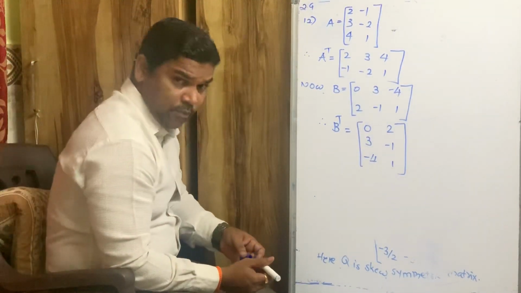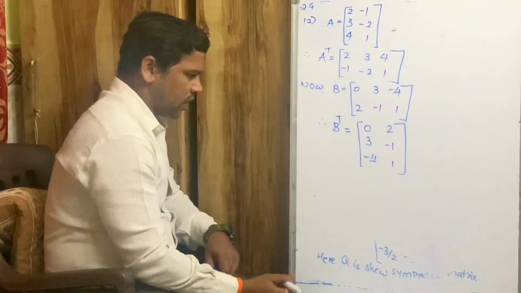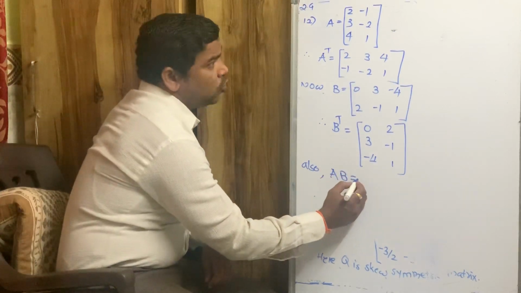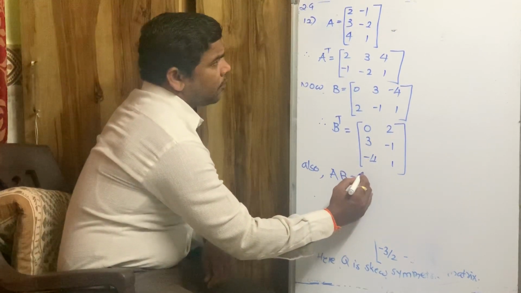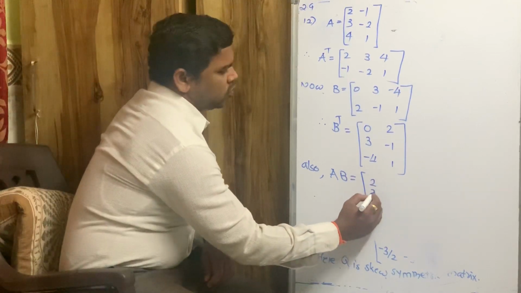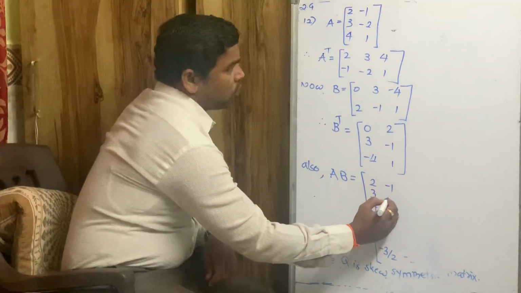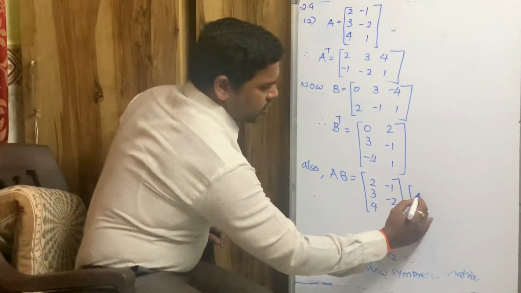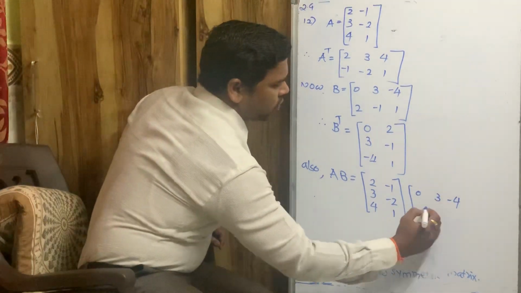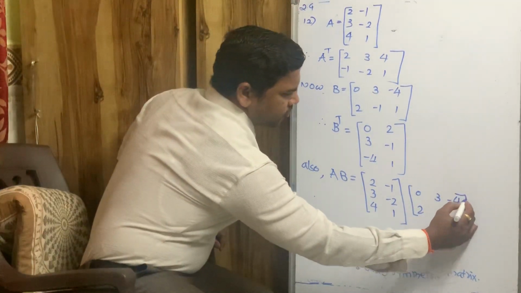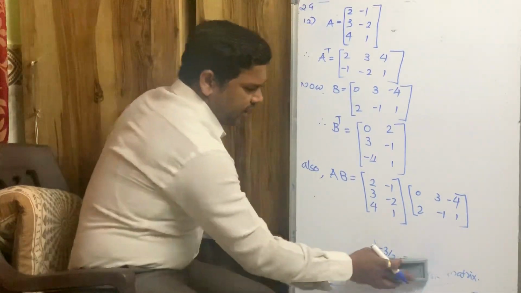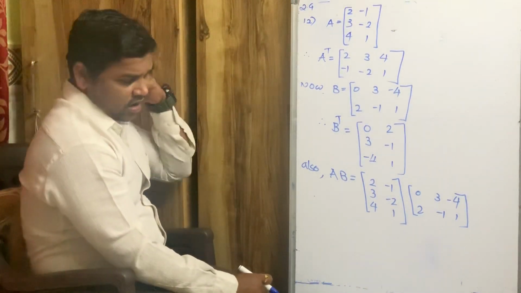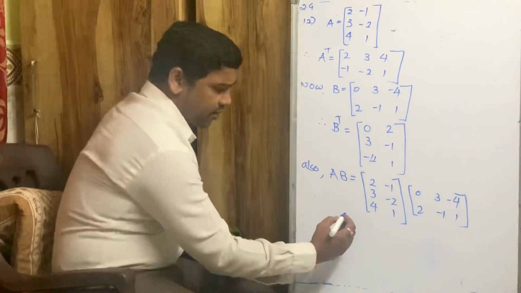Now I want AB, and then I have to make its transpose. AB means A into B. So matrix A is 2 3 4 minus 1 minus 2 1. This is A into B. B is 0 3 minus 4, 2 minus 1 1. Now we just have to multiply these two matrices. In earlier exercises we have studied how to multiply two matrices. Very simple one.